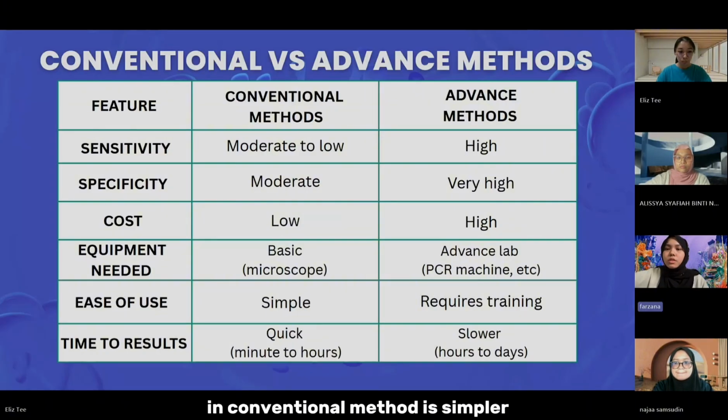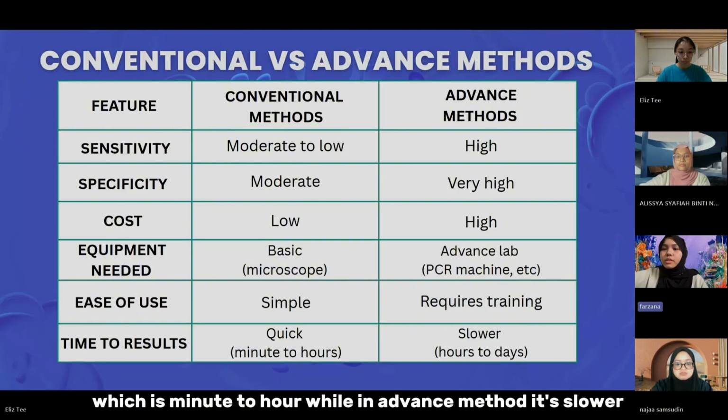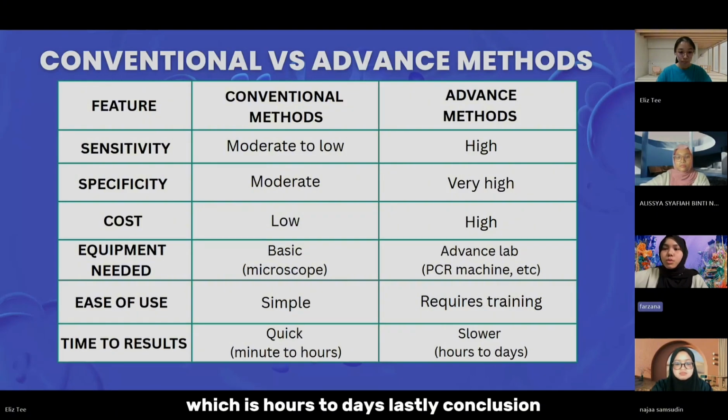Ease of use in the conventional method is simpler, rather than the advanced method, which requires training. And time to result for the conventional method is quick, which is minutes to hours, while the advanced method is slower, which is hours to days.